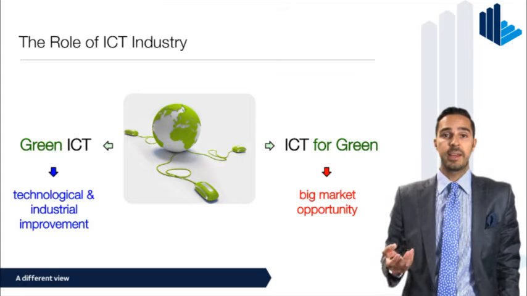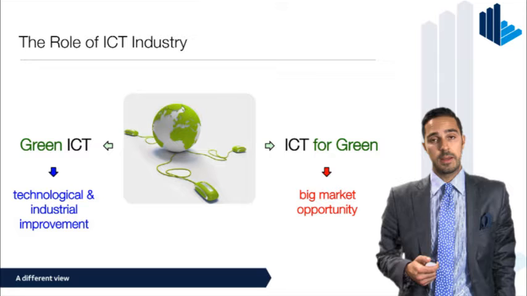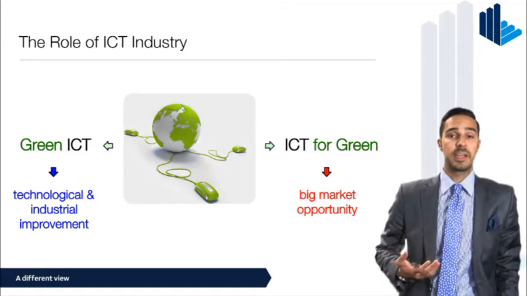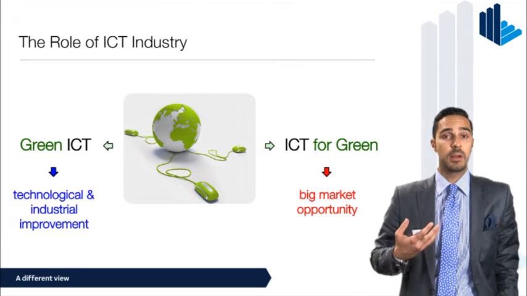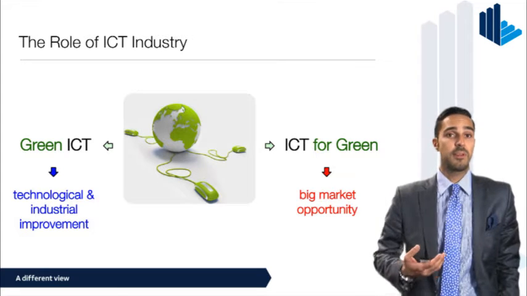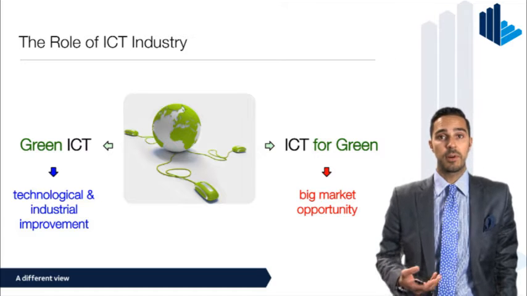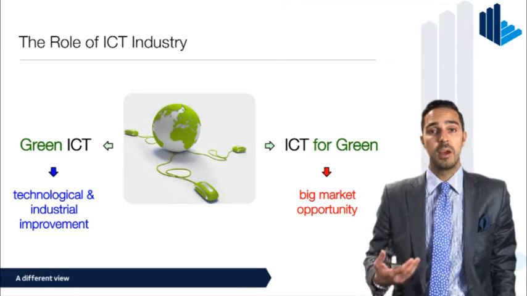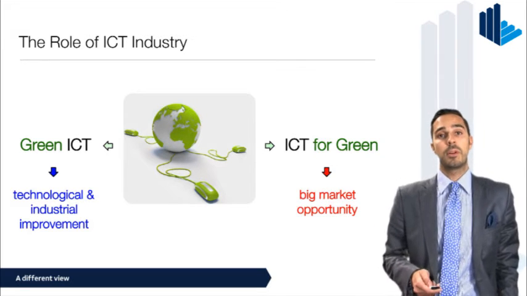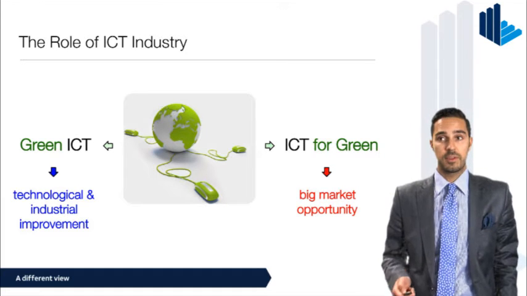So we are basically looking at two perspectives of this problem. First of all, green ICT, which is what is happening in this industry, what kind of technological changes are driving improvement from a sustainability perspective, and also what ICT can offer for sustainability. This means what are the opportunities in the market for the ICT industry to develop sustainable solutions, sustainable products, and sustainable services.